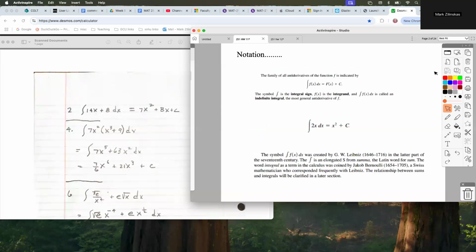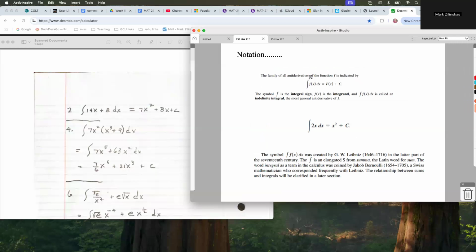If I get into the formal notation here, it looks like a little squiggly line, or maybe even the letter S. But this is how we denote an indefinite integral. The indefinite integral is essentially the family of functions whose derivative is the integrand. If I break this down, this is the integral sign, and this function here is the integrand. We'll talk about the dx later on.